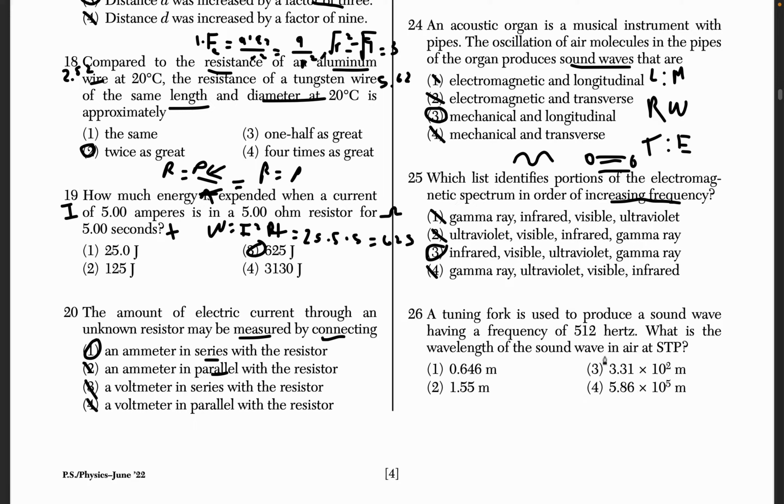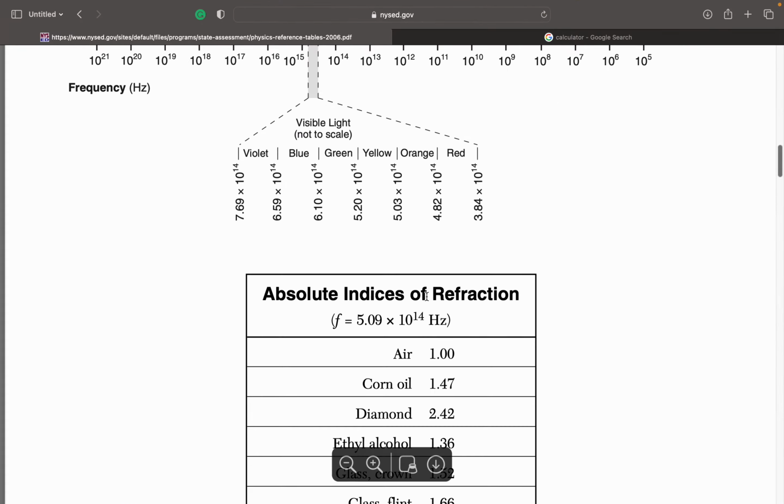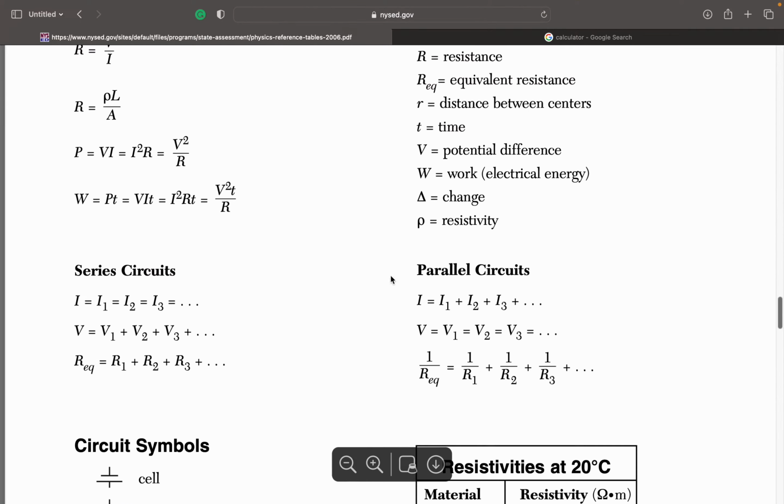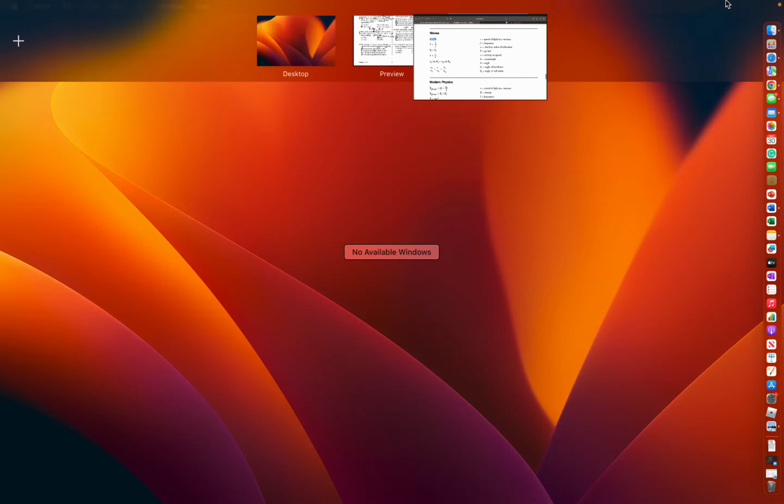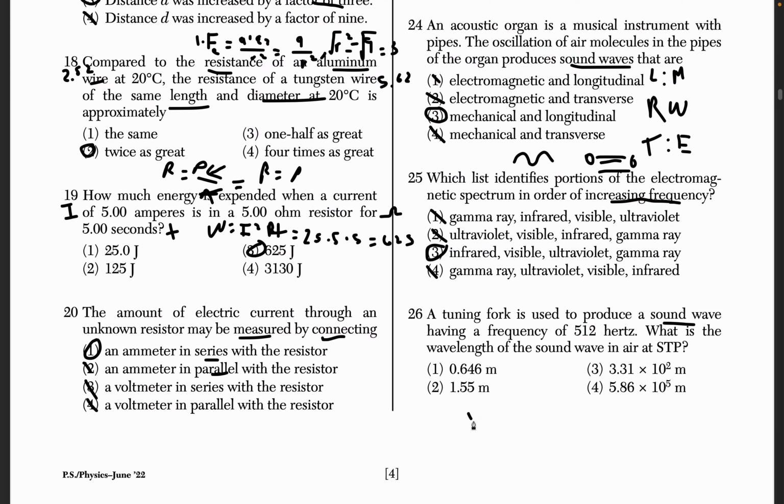A tuning fork is used to produce a sound wave having a frequency of 512 hertz. What is the wavelength of the sound? So wavelength. We want the wavelength. So V equals F lambda. Let's write that down. V equals F lambda. Solving for lambda, you get the velocity divided by the frequency. And let's continue that on.